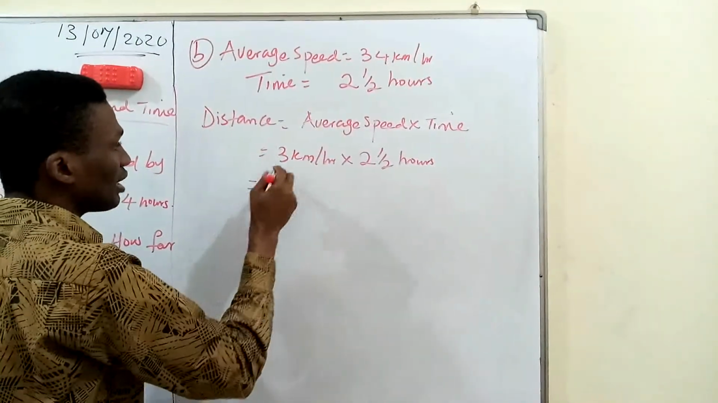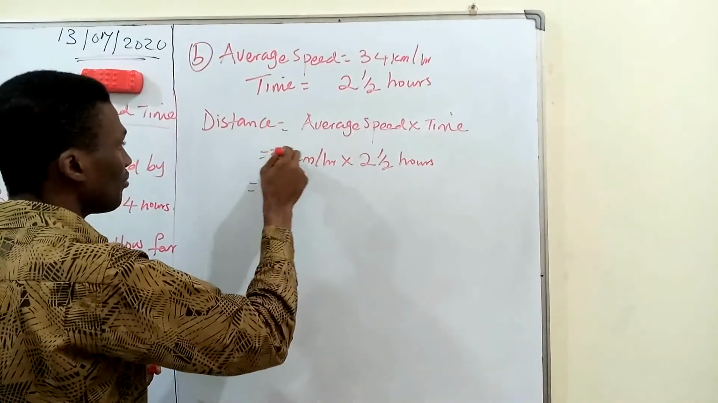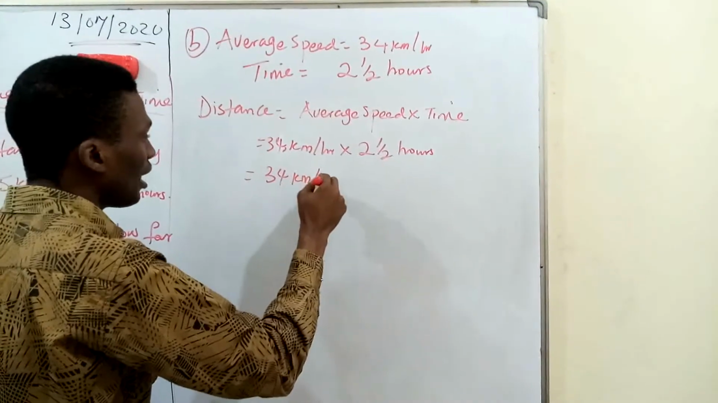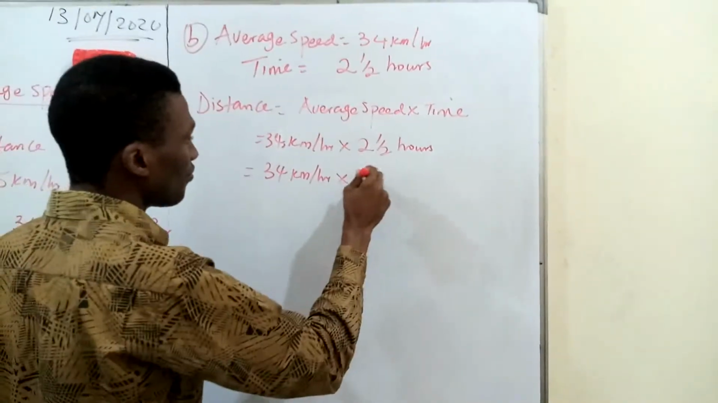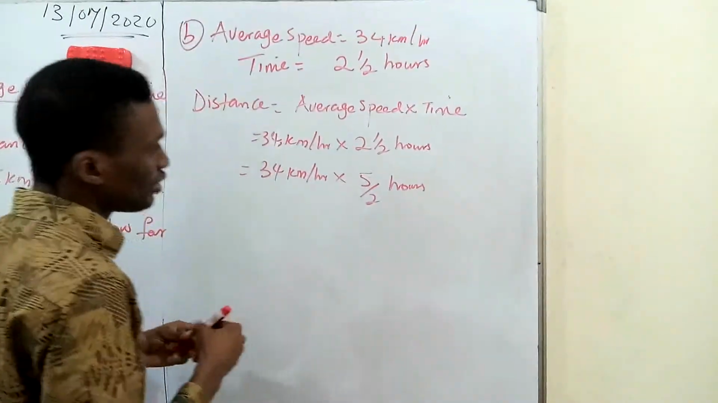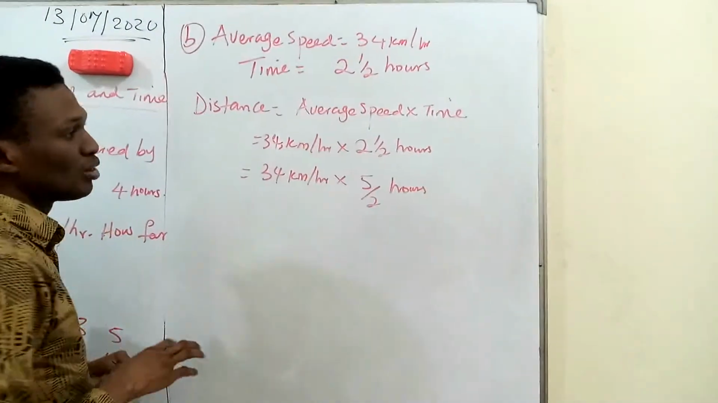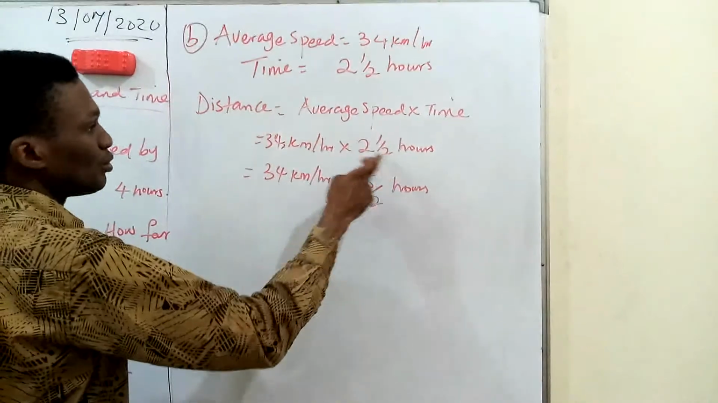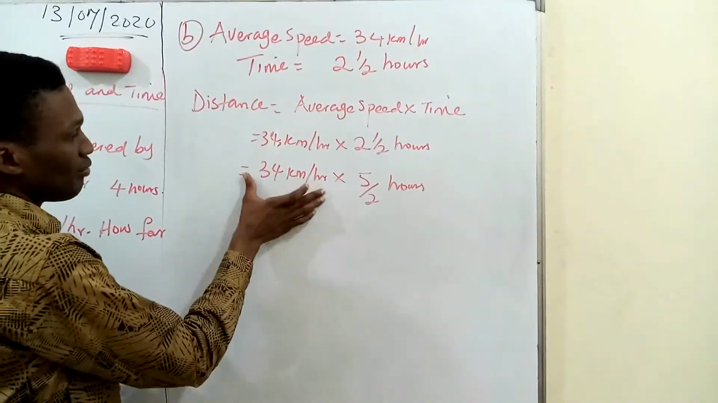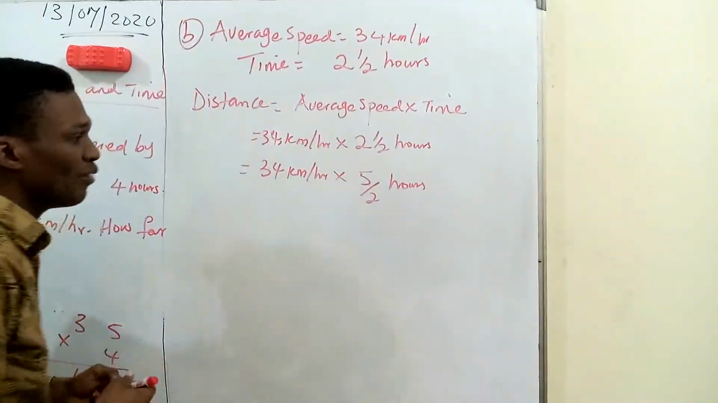We can also write this as 34 kilometers per hour times 5 over 2 hours, because we express this mixed number as an improper fraction. 2 times 2 is 4 plus 1, we have 5 over 2. So we have 34 kilometers per hour times 5 over 2.